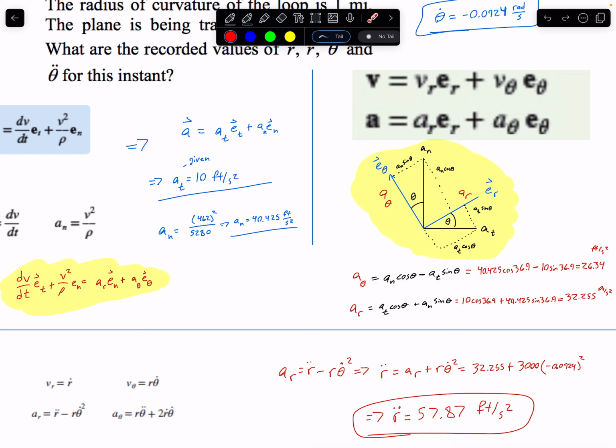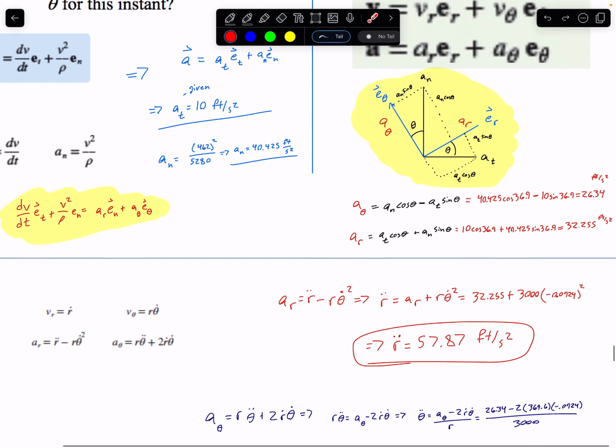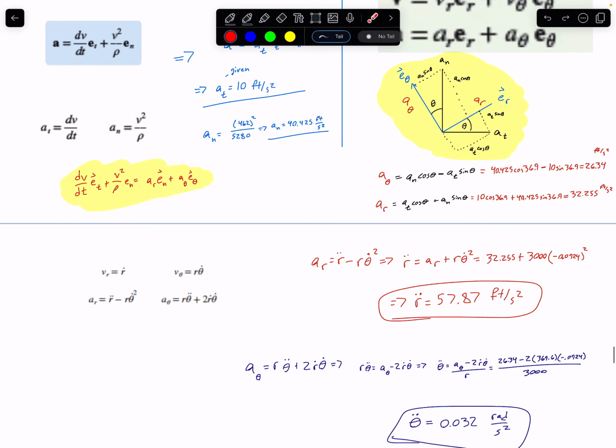We already have all of these values, so plug and chug, we get A omega is equal to 26.34 feet per second squared. AR then is AT cosine theta, which is that guy. We're going this way and this way, so they're both going that way for the AR components, so they add up. Again, have the value, so we plug and chug, and we get 32.255 feet per second squared.